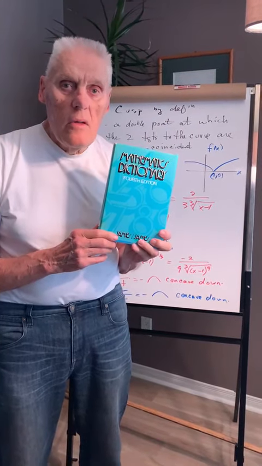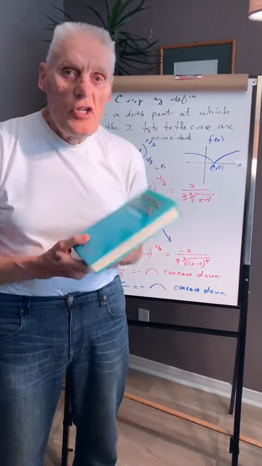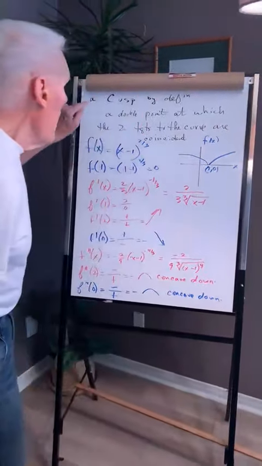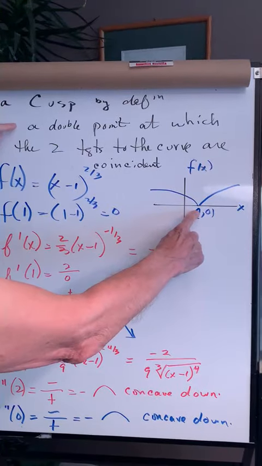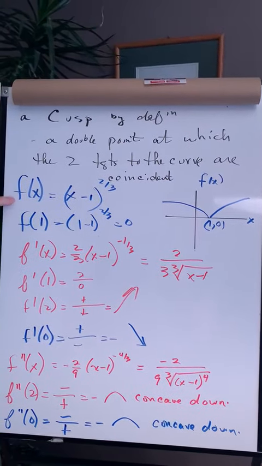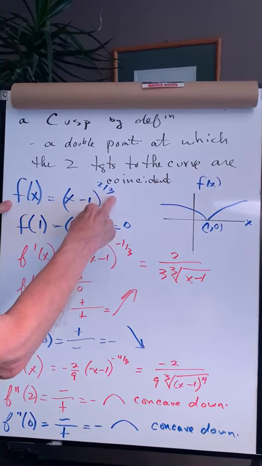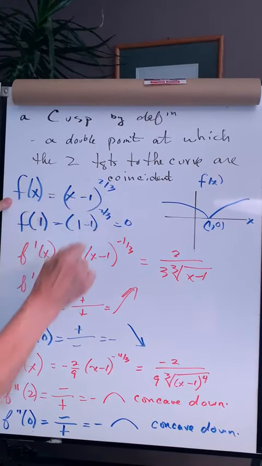In this mathematical dictionary by James and James, he gives me the definition of a cusp. The definition: it's a double point at which two tangents to the curve are coincident. So this function, raised to the 2/3, is a cube root of (x minus 1) squared.